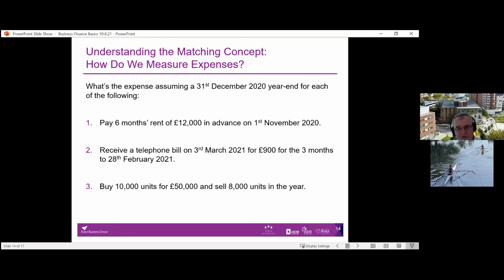So Jackie, hoping this is helpful. Only 1 month or a third of that bill is consumed by the end of December 2020. Thank you for your question. Sorry for not spotting that until a moment ago.